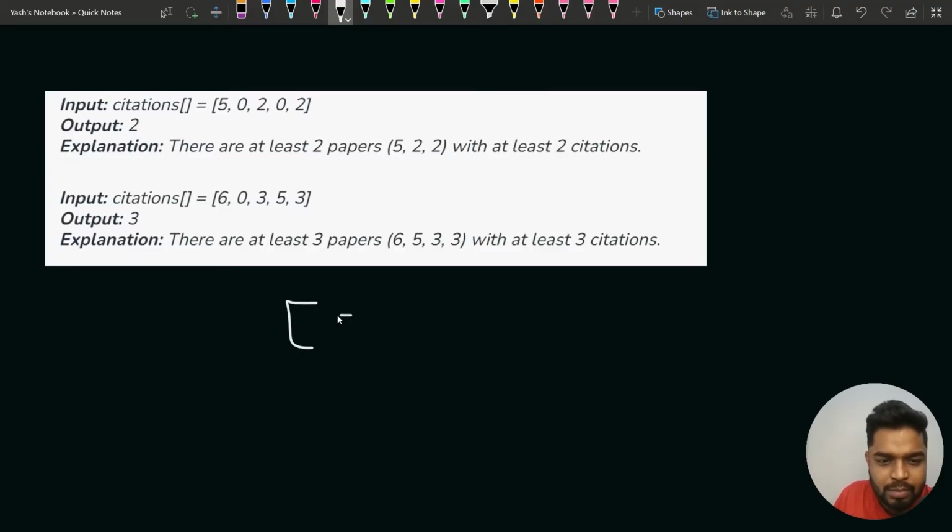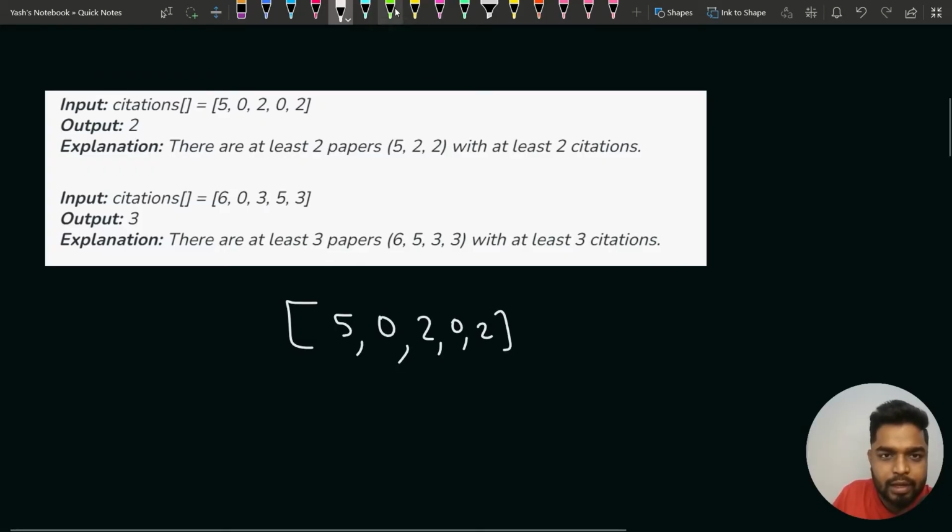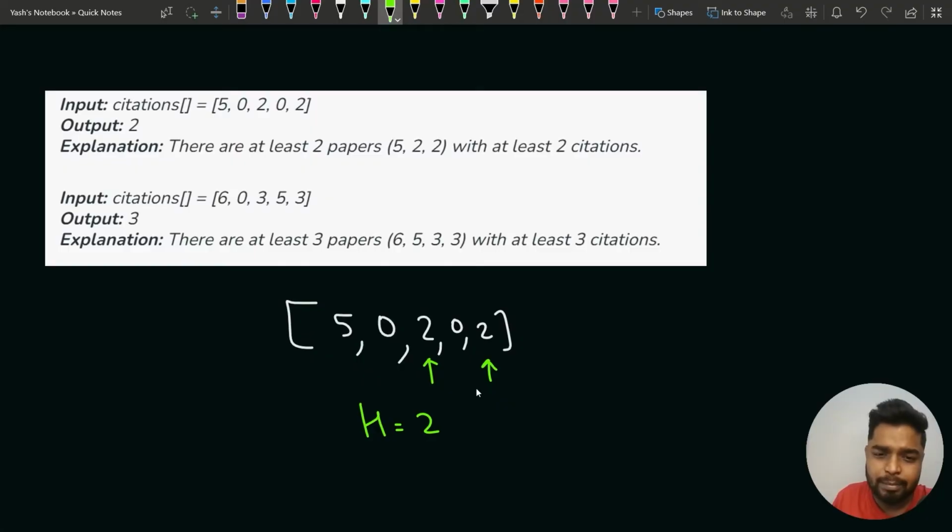Suppose I have got 5, 0, then 2, and then 0, and then 2. Okay, so if you think about the H value as 2 here, are there at least two papers which have been cited two or more times? Yes. Can the H value be 3? No, because are there three papers which have been cited three or more times, at least three or more times? No. So that is why the H value will be 2 for this particular test case.